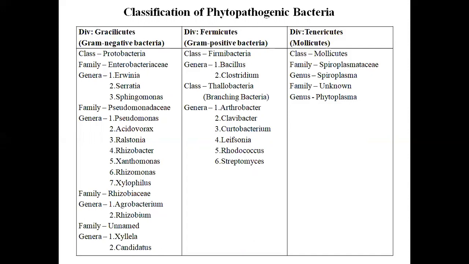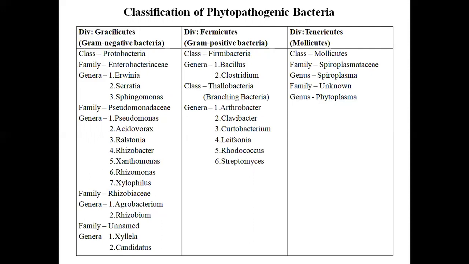Next family under Gracilicutes is Rhizobiaceae. Genera are Agrobacterium and Rhizobium. First is Agrobacterium, the pathogenic, or harmful, bacterium. Agrobacterium tumefaciens causes galls on the roots of the plant. And second is Rhizobium. Rhizobium is a beneficial bacterium, known as a nitrogen-fixing bacterium, which comes under the family Rhizobiaceae.